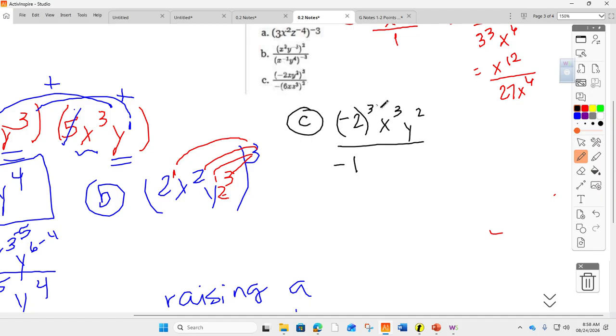So that's times 6 to the third power, x to the third power, and z to the ninth power. Oh, Jewel caught my mistake. 2 to the third power should be 2 to the sixth power. Good job.